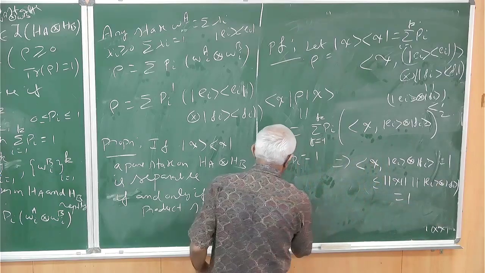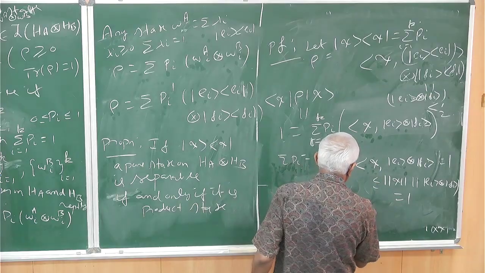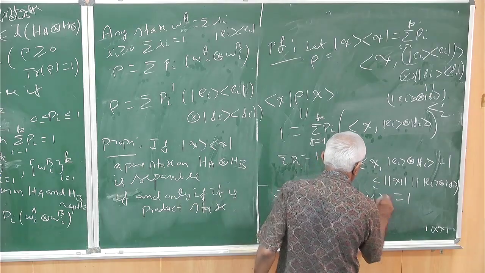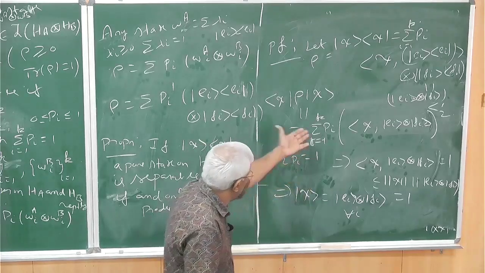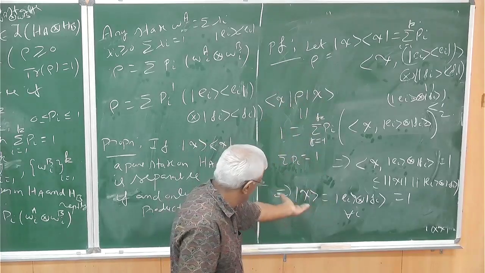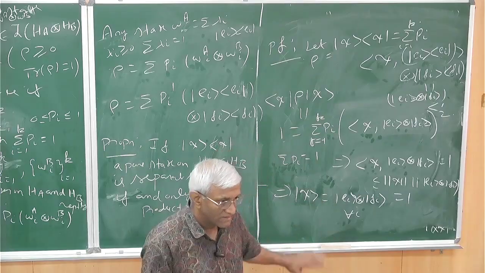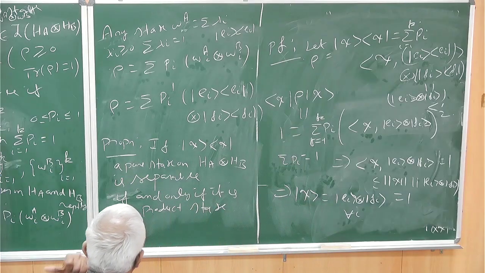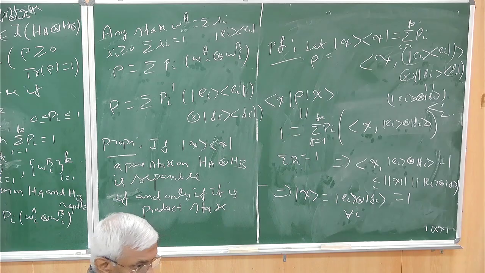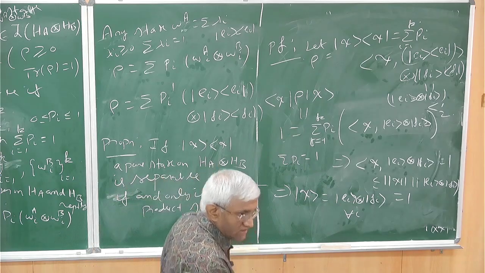So this implies chi is equal to e_i tensor f_i for all i. So you can take the summation of p_i equal to 1, and there is only one term. For all i, this is equal. So any pure state is separable if and only if it's a product state. The converse is clear. There is only one p, so it's fine.